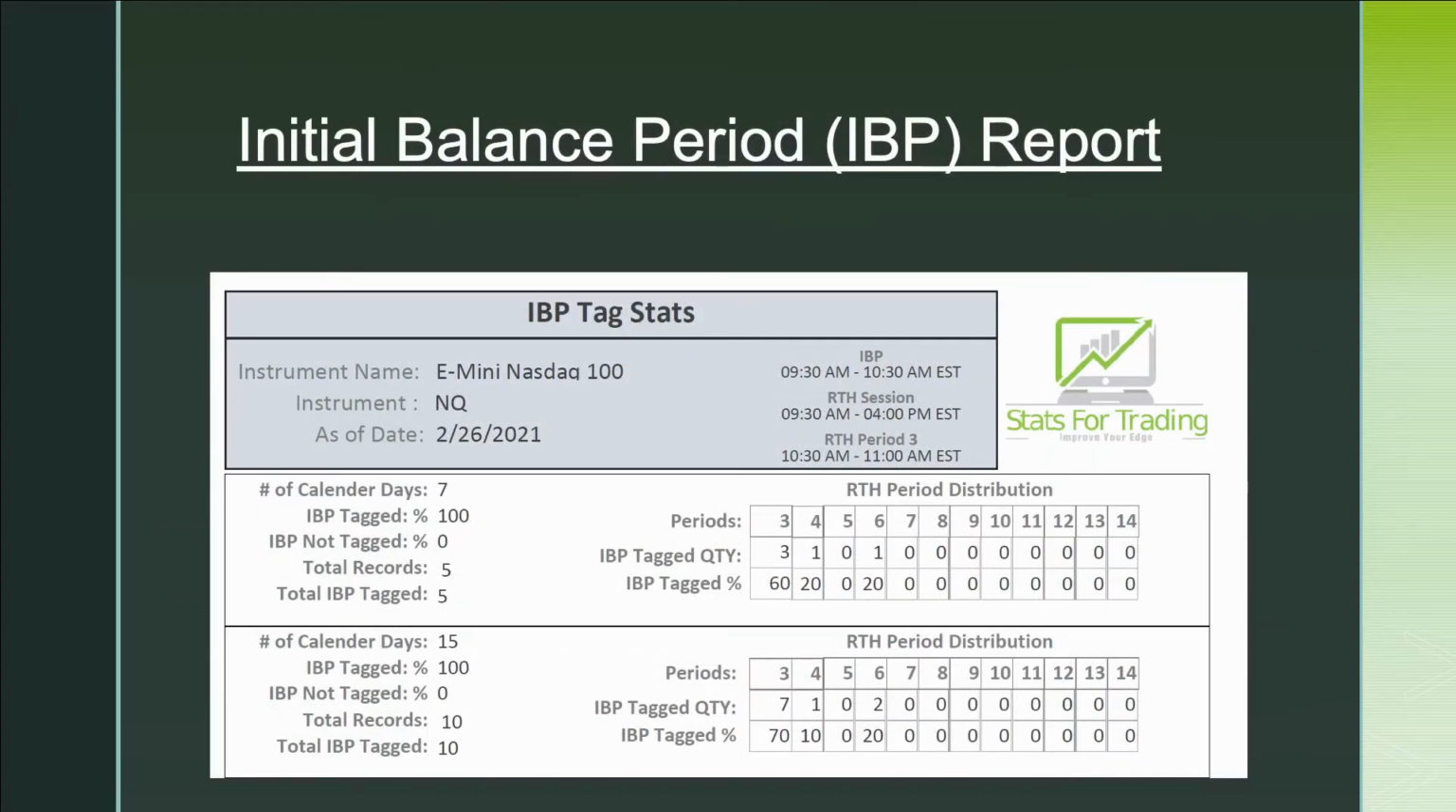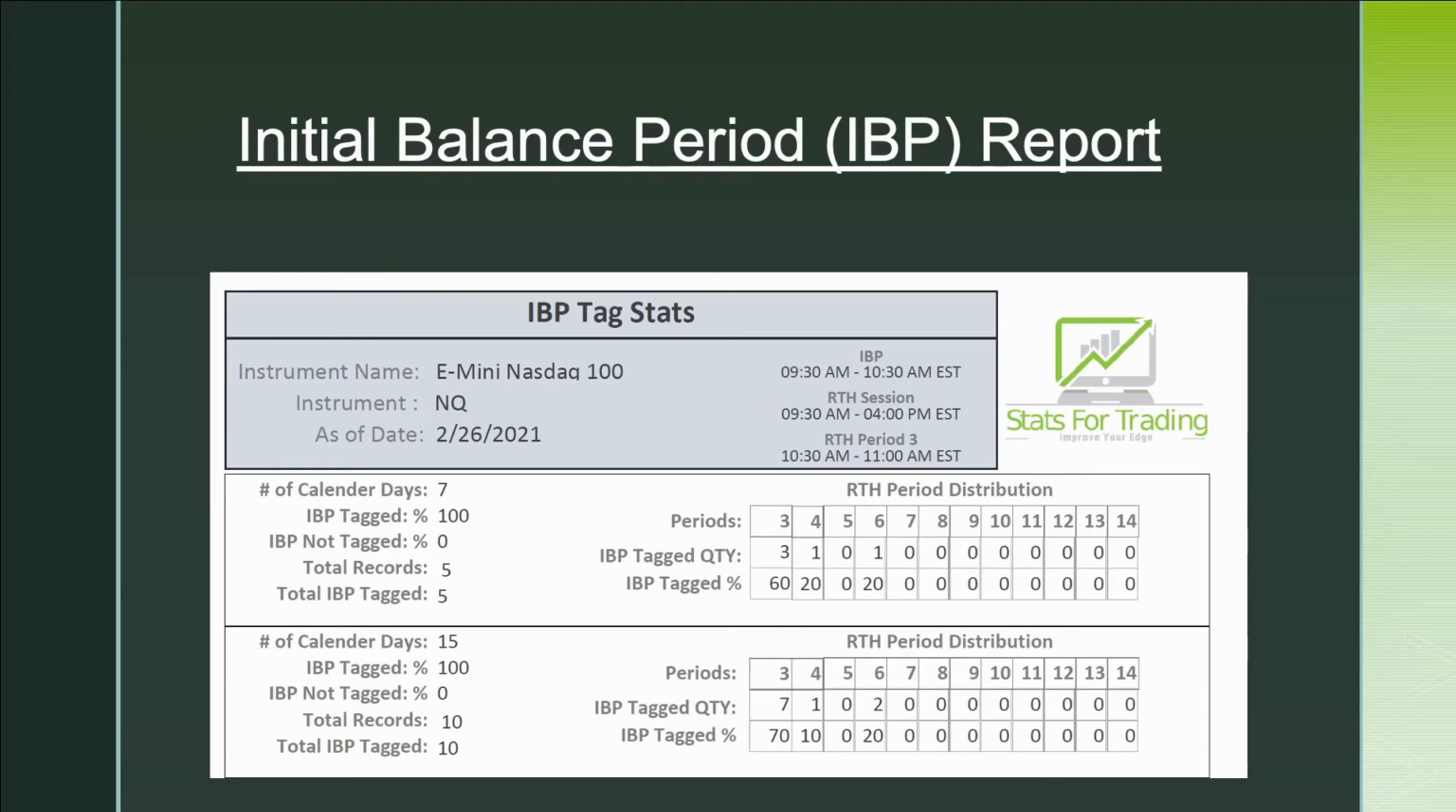Here's our next tagging report, the initial balance period. Now, the initial balance period is the first 60 minutes of trading of the regular trading hour session. So here we see the NASDAQ. We see, well, the NASDAQ generally moves pretty good in the third period. It hits in the first two periods, for instance, in the past 7 days of this report. This is a more recent report. We see it's been 80% of the time it's hit in the second hour of trading. Remember, see how it starts in period 3.